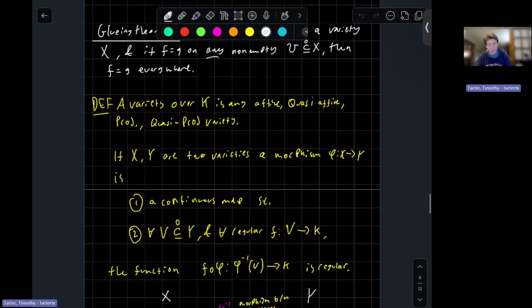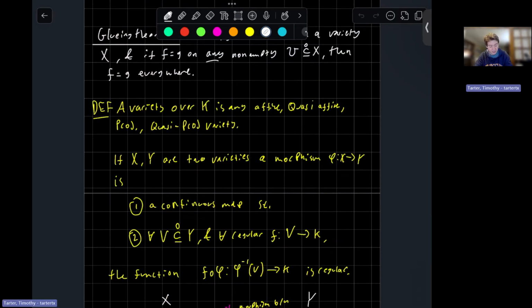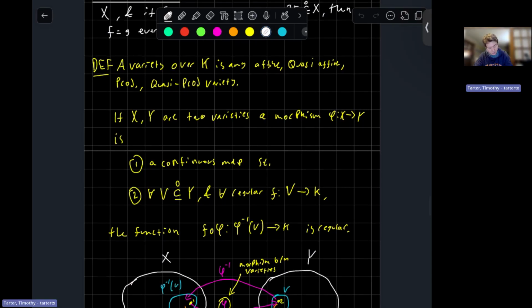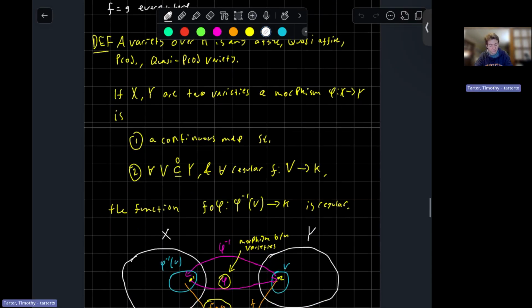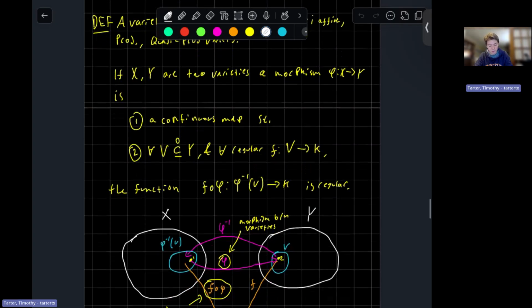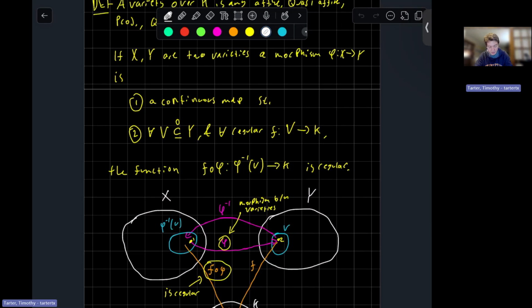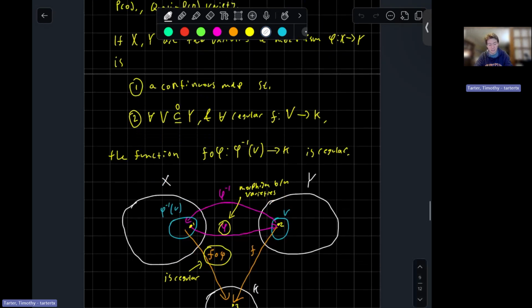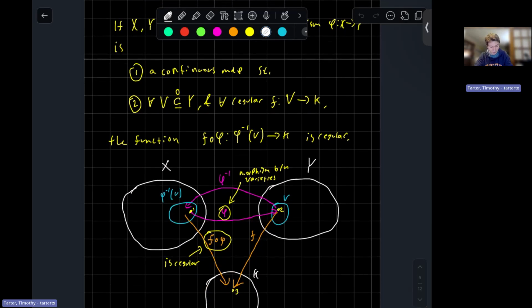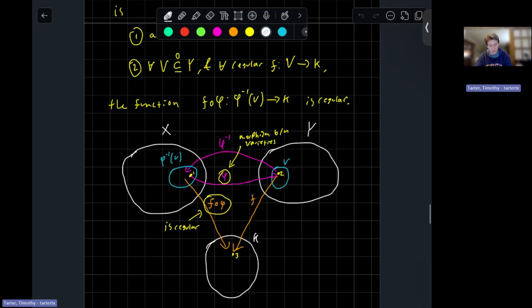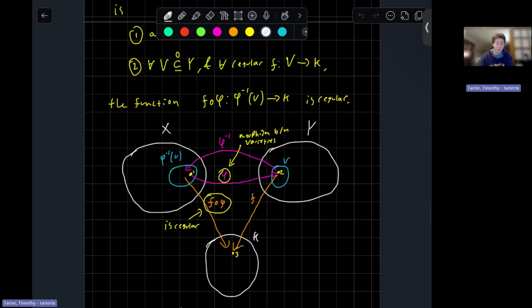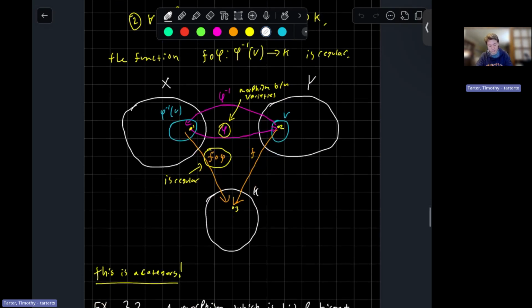Then we started talking about the category of varieties, and this is where it gets complicated. Basically, varieties of any kind are objects. Morphisms in the category of varieties are continuous maps such that for every regular f from an open subset in the codomain, the function composition f circ phi from the inverse image of the open set into K is also regular.